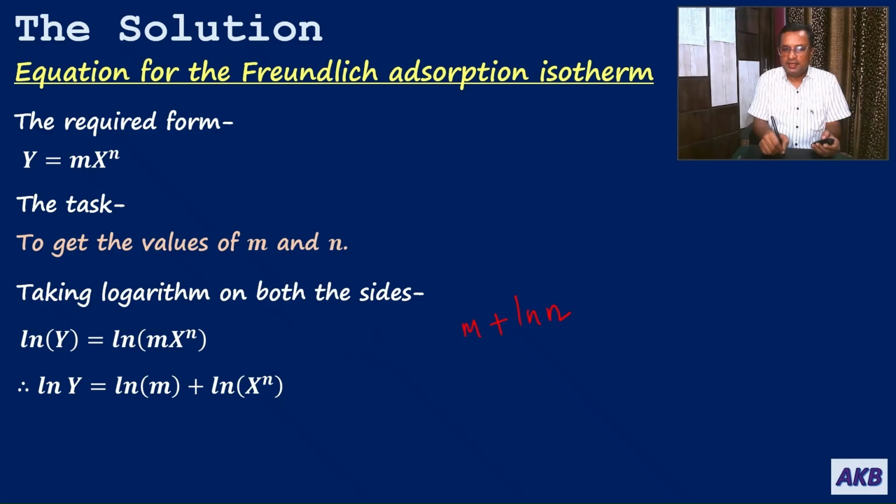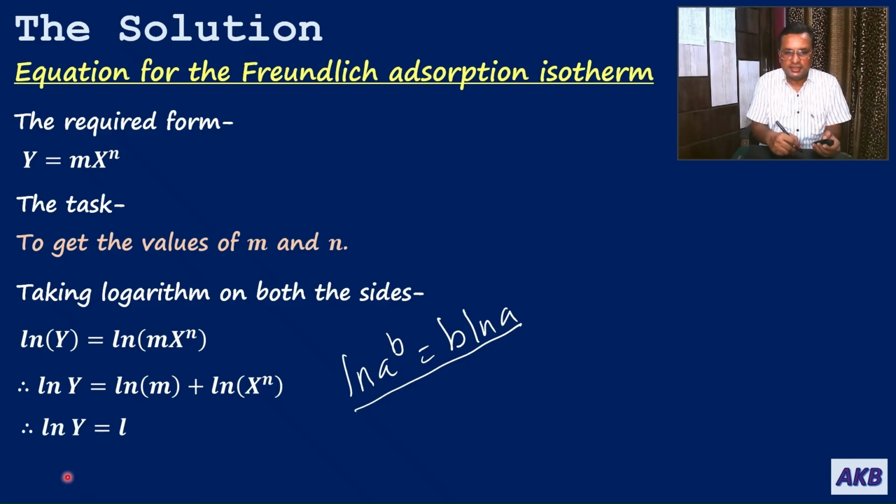In the next step, I will use another logarithmic identity. What is that? The logarithmic identity is ln of a raised to b is equal to b into ln of a. So I will use this identity in the next step. So it is ln of y is equal to ln of m plus n into ln of x. I have used this identity.